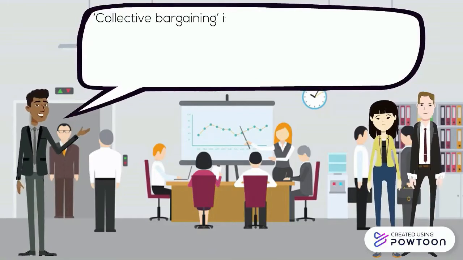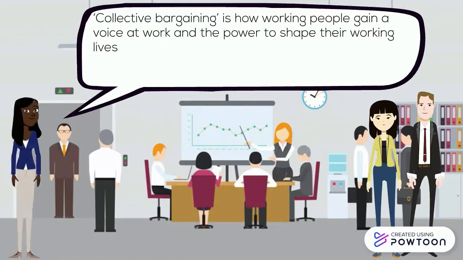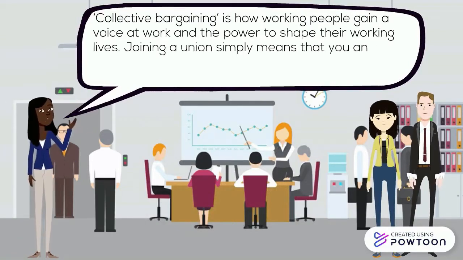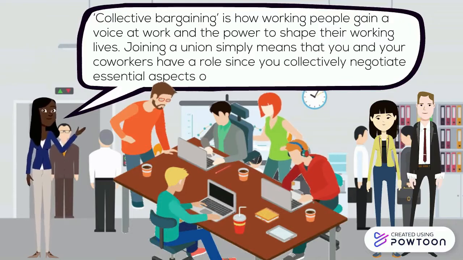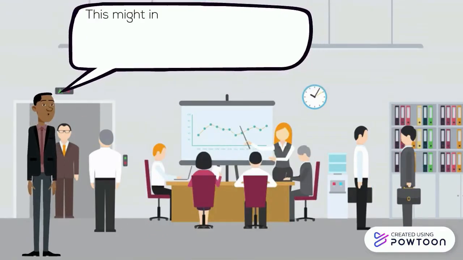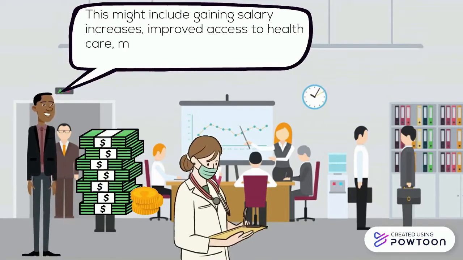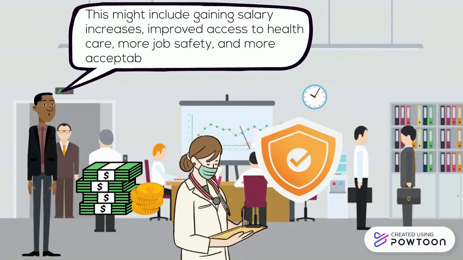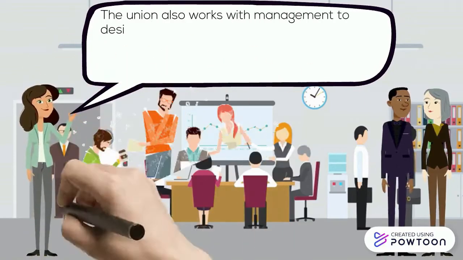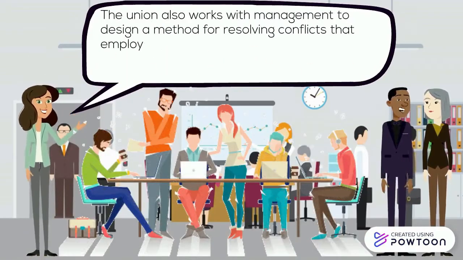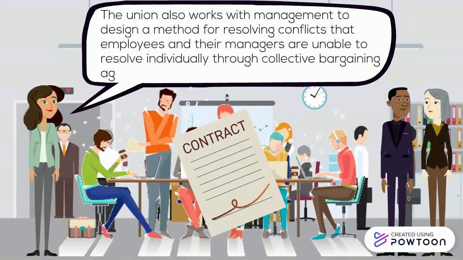Collective bargaining is how working people gain a voice at work and the power to shape their working lives. Joining a union simply means that you and your co-workers have a role, since you collectively negotiate essential aspects of job circumstances. This might include gaining salary increases, improved access to health care, more job safety, and more acceptable and regular hours. The union also works with management to design a method for solving conflicts that the employees and their managers are unable to resolve individually, through collective bargaining agreements.